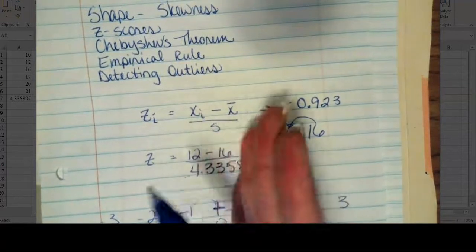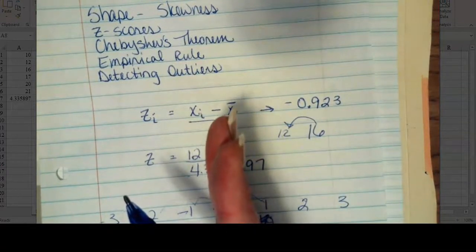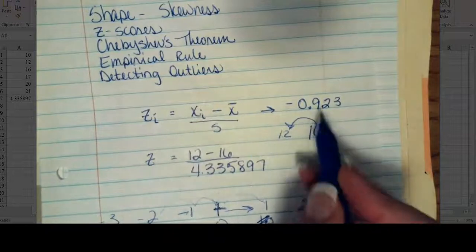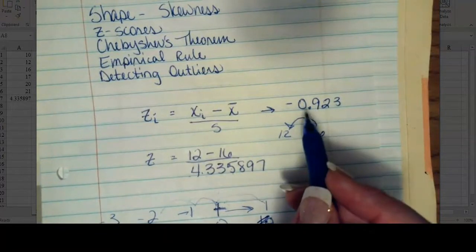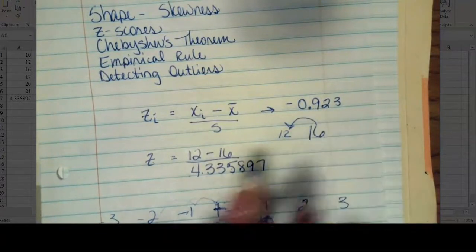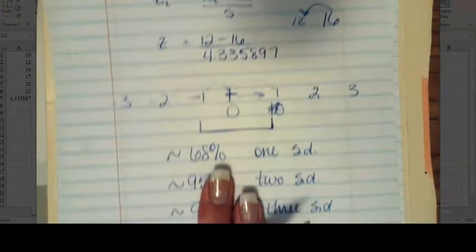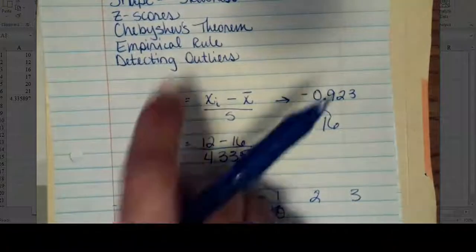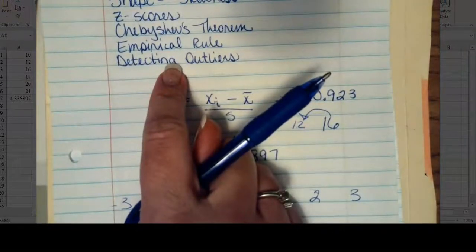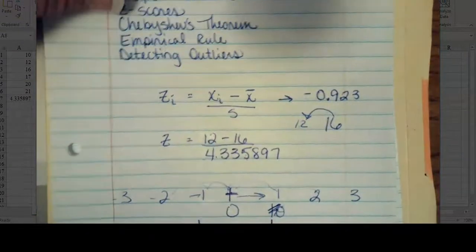Where our mean will be 0. Our mean will be 0, and then our z-score will tell us how close we are to the mean, measuring within standard deviations. We did the empirical rule, which is these percentages down here. And now we're going to talk about detecting outliers for a second, and then we'll come back to Chebyshev's theorem.